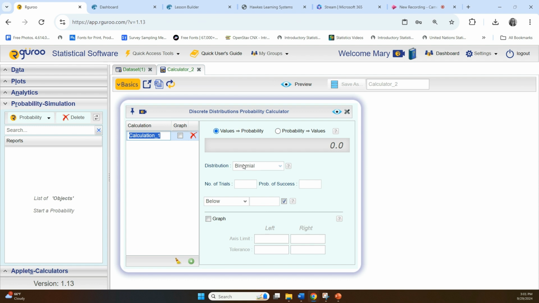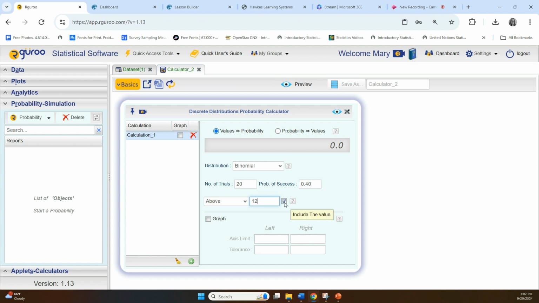The distribution here is the default, which is binomial. The number of trials we have is 20. The probability of success, which is P, is 0.40. And now we need this last piece right here above this horizontal bar is where we tell it X. And we have these choices. We're going to choose above because of the greater than nature of our request, 12.